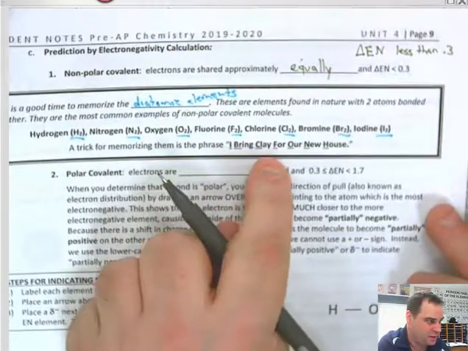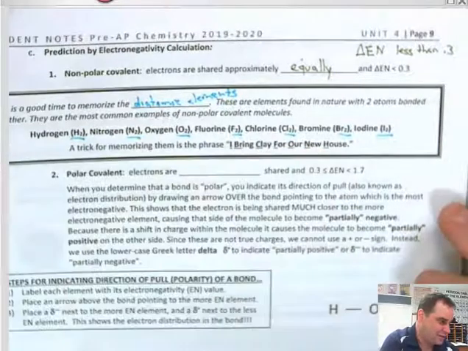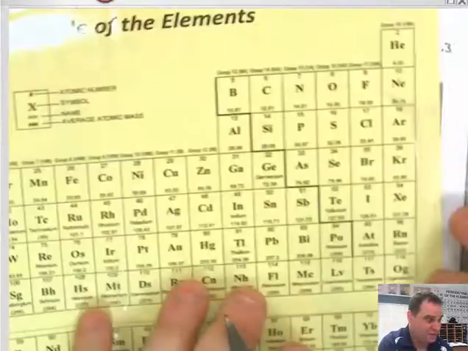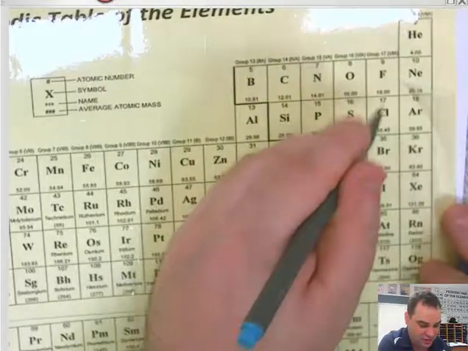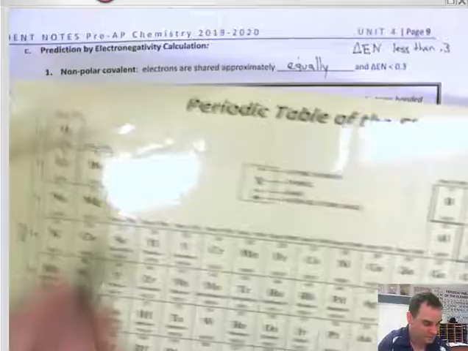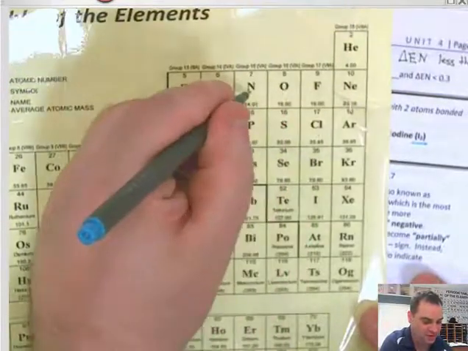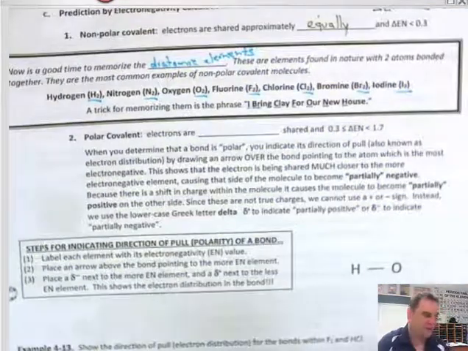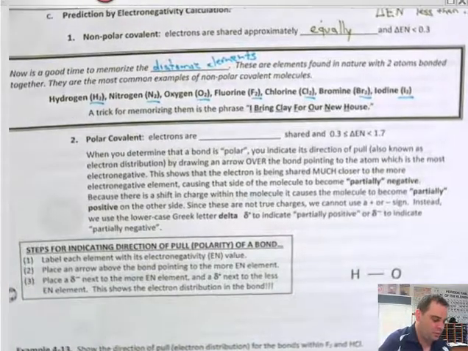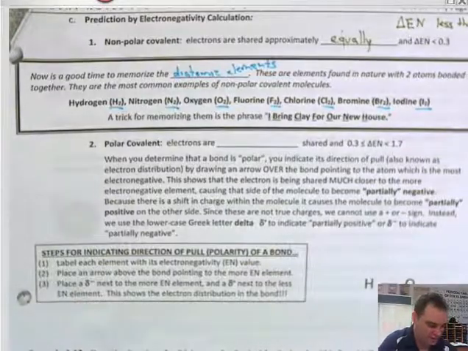I bring clay for our new house. If you're looking at the periodic table, this is one way I know them. I start at iodine. I bring clay for our new house, because it makes a 7 right here: 1, 2, 3, 4, 5, 6, 7. And then the 7 point is actually over there. Those are the non-polar covalents. All diatomic elements are non-polar covalent.